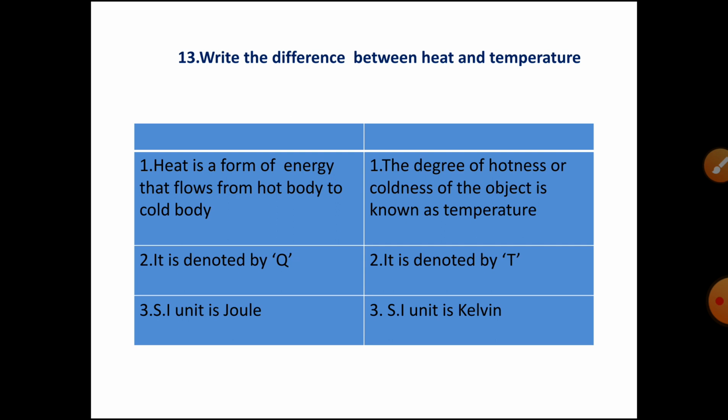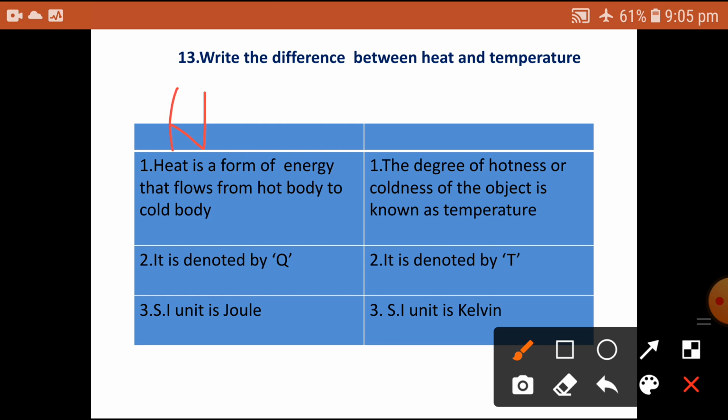What is the difference between heat and temperature? Then you have to write the definitions of heat and temperature as the first point. Heat is a form of energy that flows from the hot body to the cold body, or from the body which is at higher temperature to the lower temperature. And temperature is the degree of hotness or coldness of the object. Heat is denoted by capital Q, temperature is denoted by T. SI unit of heat is joule, SI unit of temperature is Kelvin. Likewise you have to write, putting the headings heat and temperature.